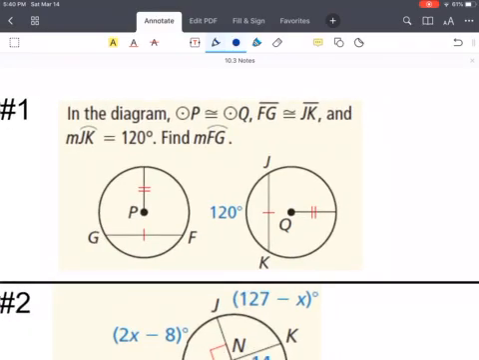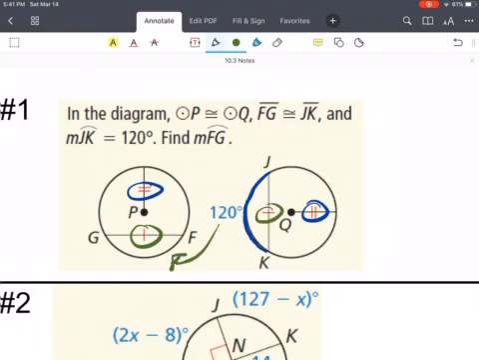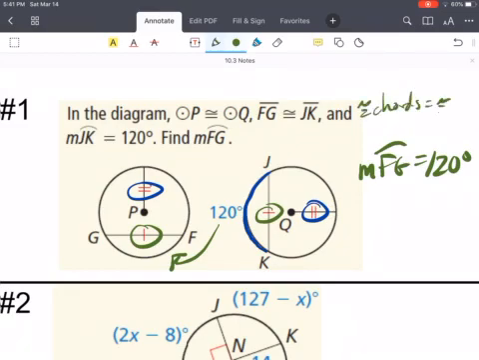So in this first one, circle P and circle Q, if FG is congruent to JK and the measure of this arc is 120. While this isn't the same circle, because these radii are congruent, that means these circles are also going to be congruent to each other. And because we have congruent chords, we're also going to have congruent arcs. So the measure of arc FG is going to be 120 degrees. Again, congruent chords equal congruent arcs, but it's because we also have congruent circles.